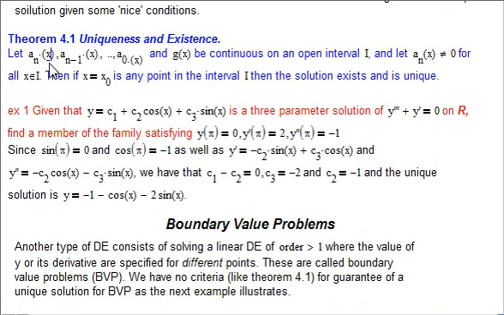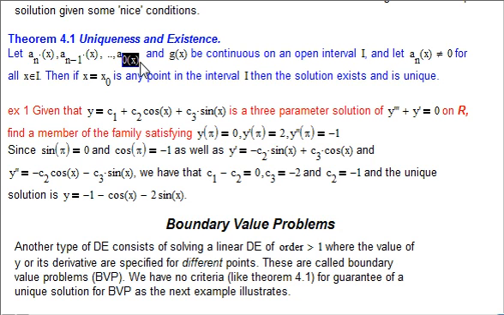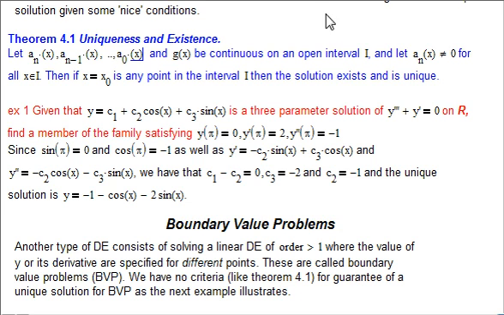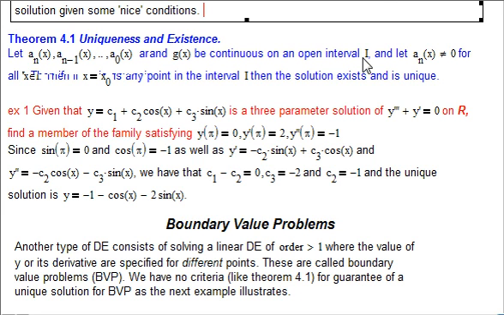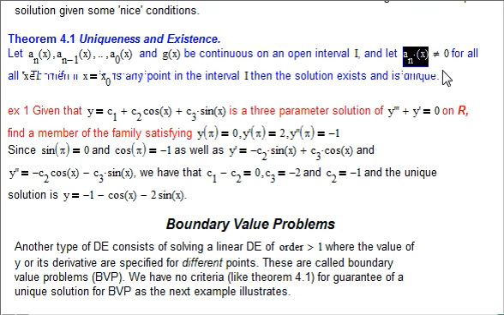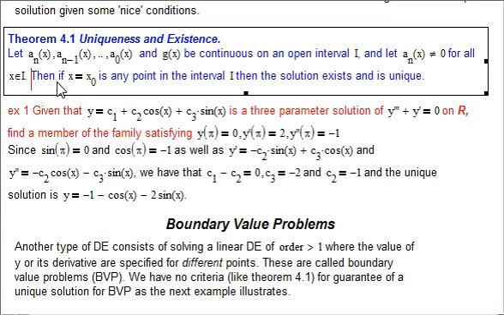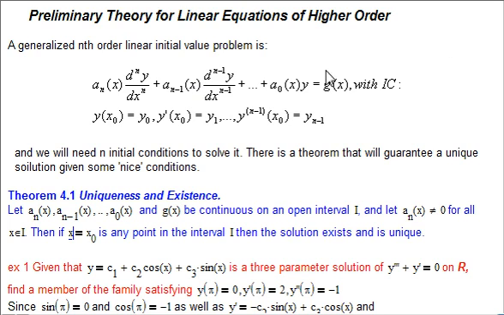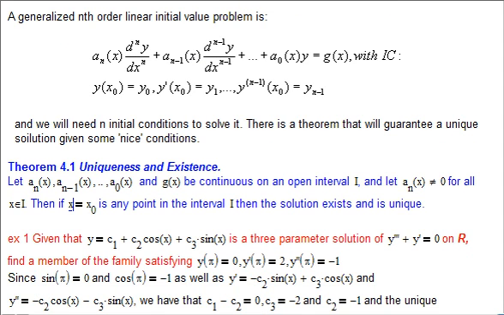If we have a set of functions, a sub n of x, a sub n minus 1 of x, and finally a sub 0 of x, and g of x is continuous on some open interval I, and let the nth function not be 0 for all x in that interval. Then if x equals x sub 0 is any point in the interval I, then the solution of this differential equation exists and is unique.